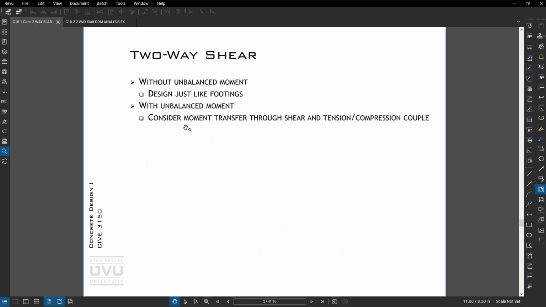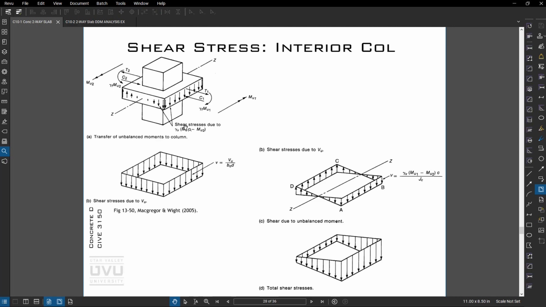All right, so as far as the two-way shear goes, if there is no unbalanced moment, we design it just like footings. And if there is unbalanced moment, we'll consider the moment transfer as a tension-compression couple, and then also through shear like we just talked about. So, some more images of what this looks like.